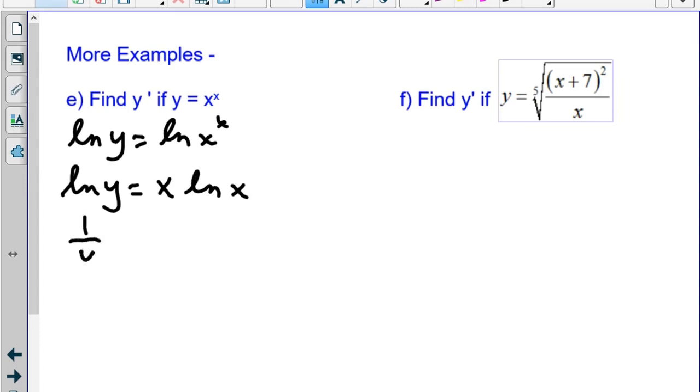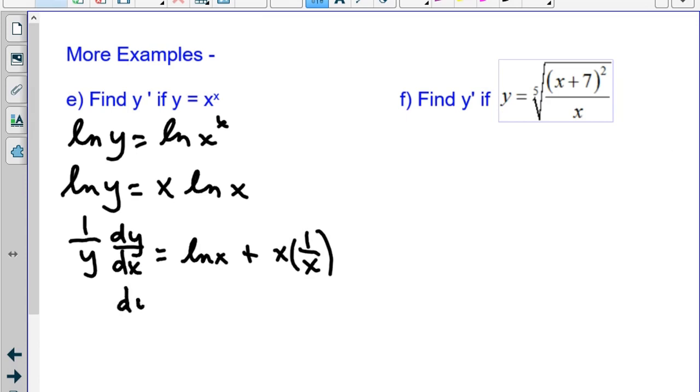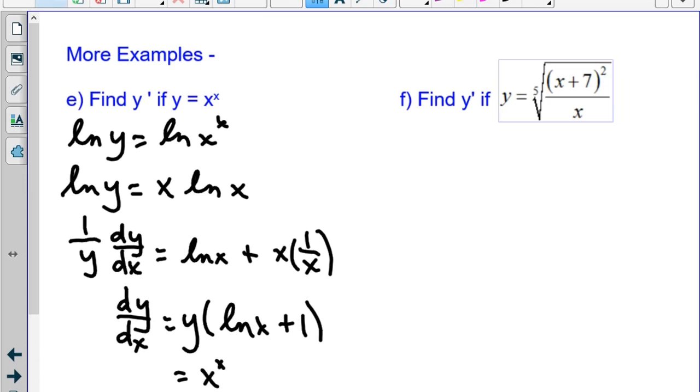Now I can implicitly take the derivative. So 1 over y dy/dx equals product rule over here. So the derivative of x is 1 times natural log of x plus x times the derivative of natural log of x, which is 1 over x. That ends up being 1. So when I simplify this, I get dy/dx equals y times natural log of x plus 1. I will have to replace the y with what y originally was. So that's x to the x times natural log of x plus 1.